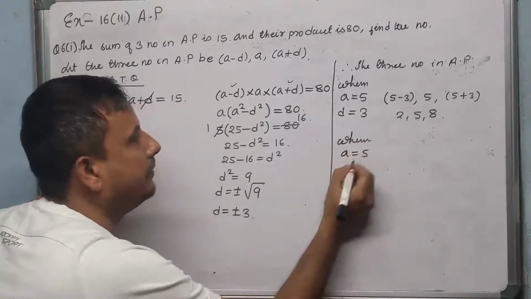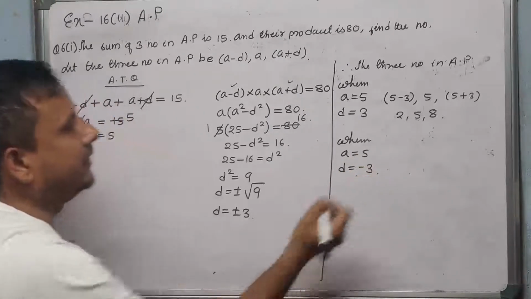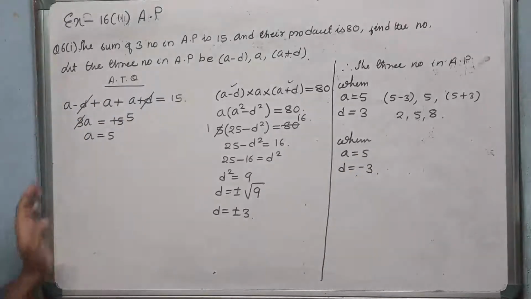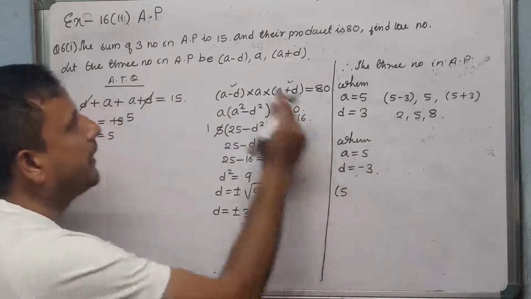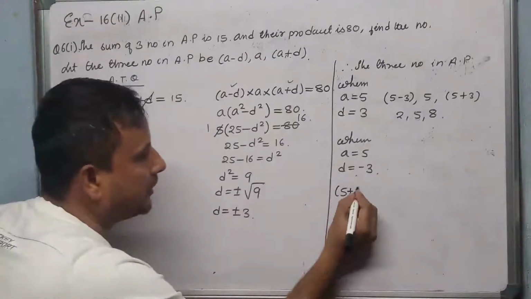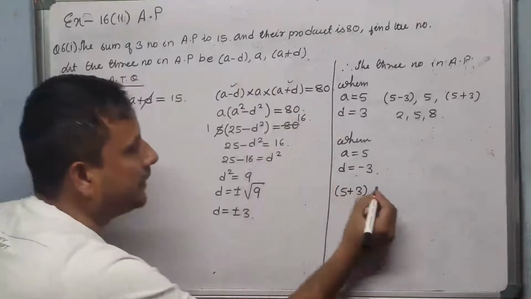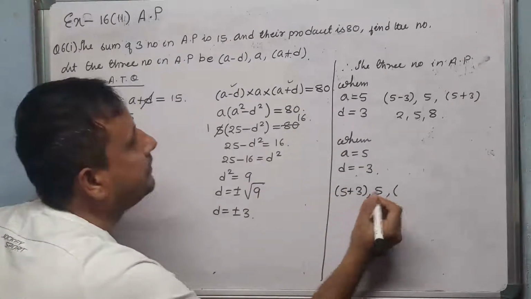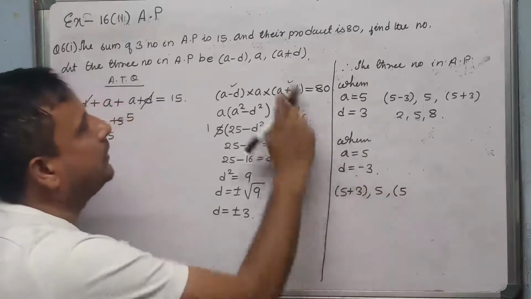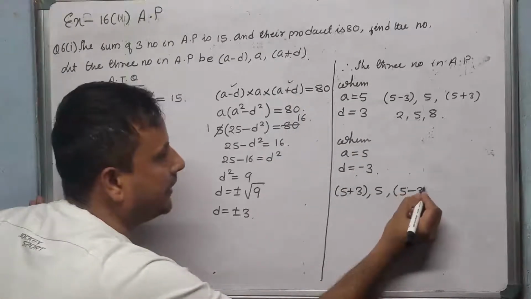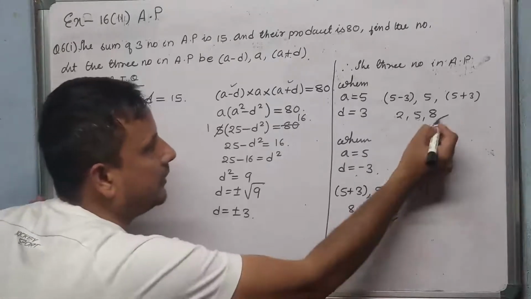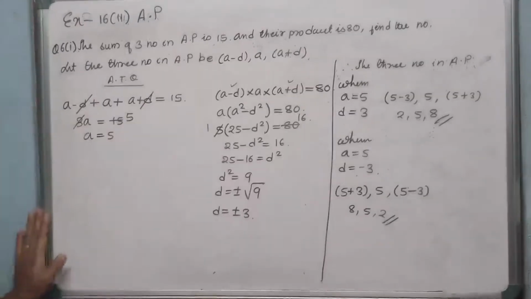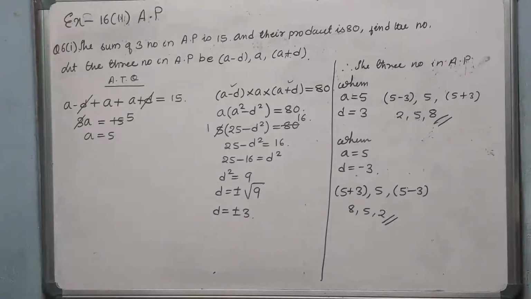Again, when a is 5 but d is equal to minus 3, in this case, what will be the numbers? Again, you have to substitute over here. A is 5, so 5, then 5 minus into minus, plus 3, that is 5 plus 3, then 5 minus 3. 8, 5, 2. 2, 5, 8 and 8, 5, 2 are any three numbers in AP. This question is important.